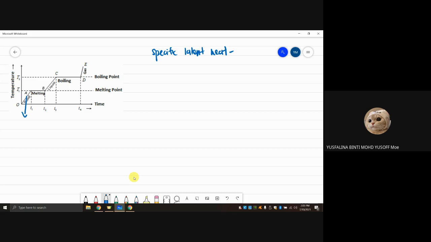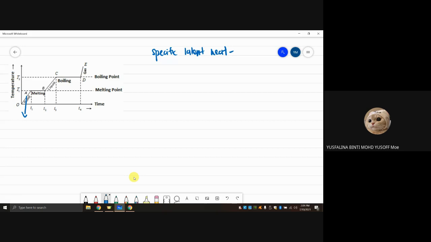Before this, last week we learned about specific heat capacity, right? So specific latent heat is the amount of heat energy required to change the state of 1 kilogram of substance. You missed one keyword there: without change in temperature, or at constant temperature. So the energy required to change a phase for 1 kg of substance without change in temperature. That is the meaning of specific latent heat.